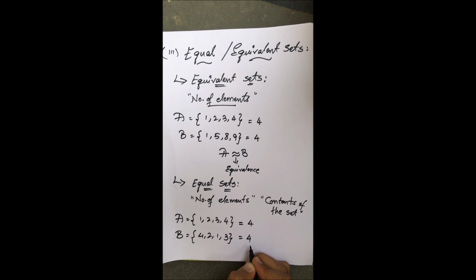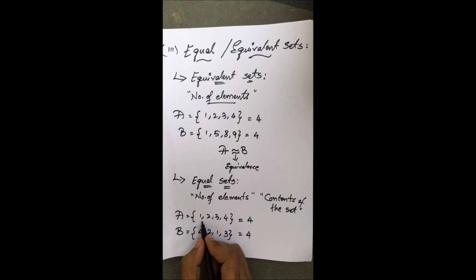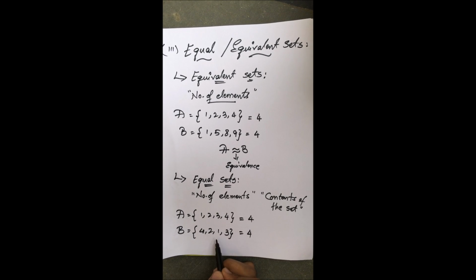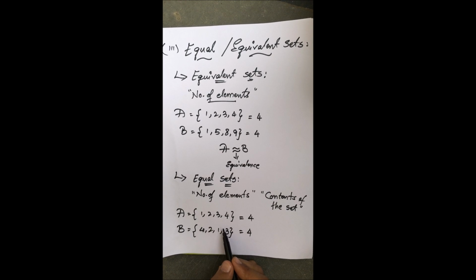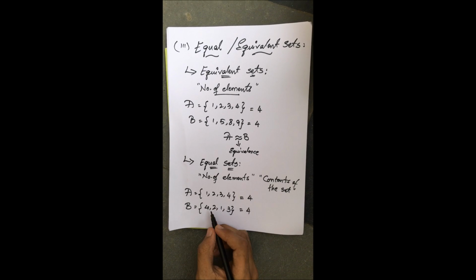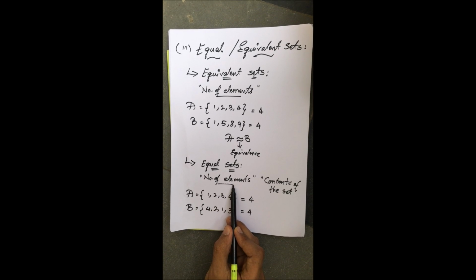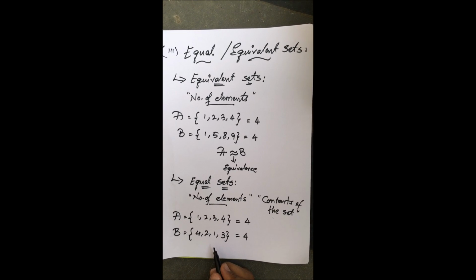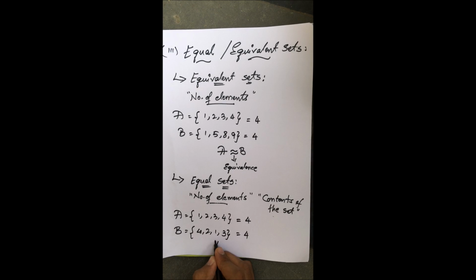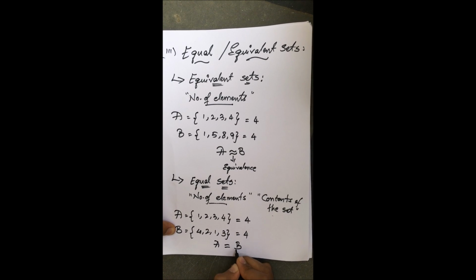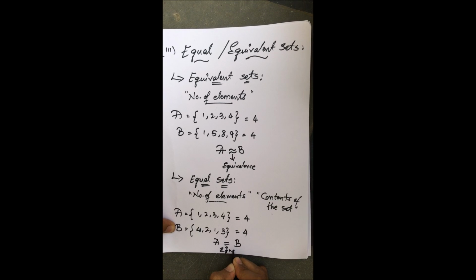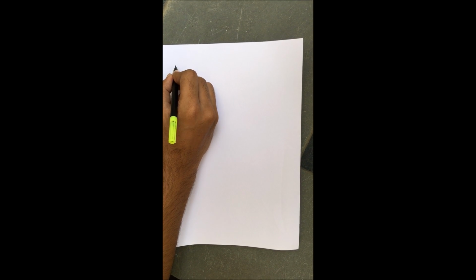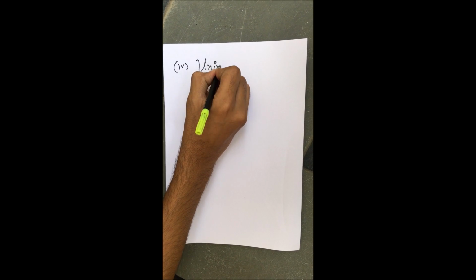The number of elements in this set is also 4. So we can see that the number of elements is 4, as well as the content of the set, that is the elements are also the same. We have 1, 2, 3 as well as 4. So it satisfies this condition as well as the contents of the set. It does not matter whether the elements are arranged in proper sequence or not. We can say that set A is equal to set B. This is the symbol for equality. So we'll go to the next and final set, that is the universal set.